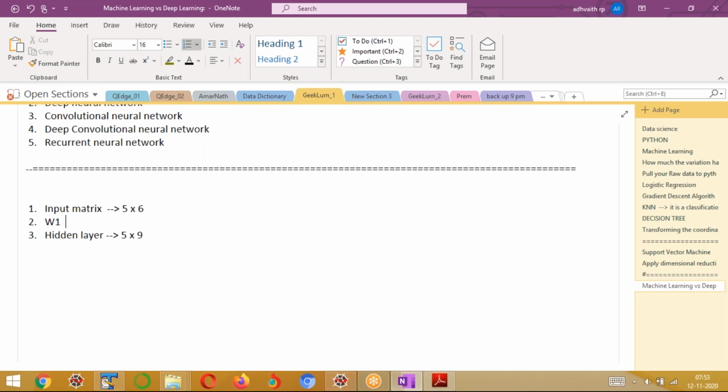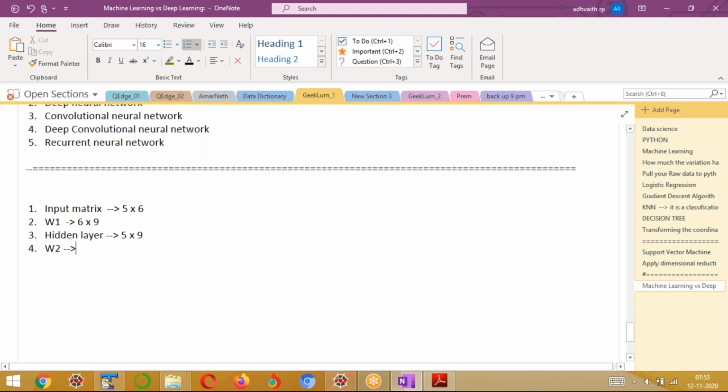All right. So in between those, now if I want to multiply and apply the activation function, what weight matrix should be generated? 6 by 9. 5 by 9 or 6 by 9? 6 by 9. Right, then only this 6 will go out and 5 by 9 will come out. Agree?